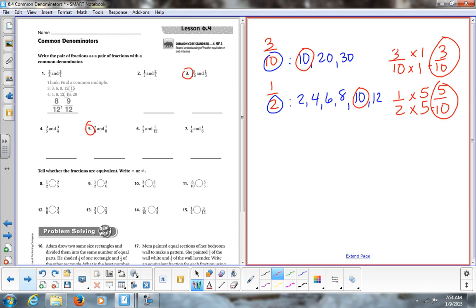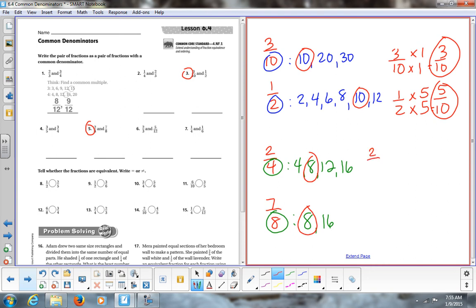All right, number 5, we have 2/4 and 7/8. Okay, circle your denominator and do your multiples. 4 times 1 is 4. 4 times 2 is 8. 4 times 3 is 12. I don't have to go above 8. I'm a liar. 4 times 4 is 16. I could keep going. What is 8? 8 times 1 is 8. 8 times 2 is 16. Okay, but do I already have a common denominator? Common multiple? Yes, I do.